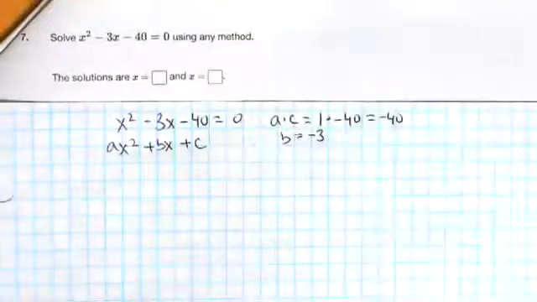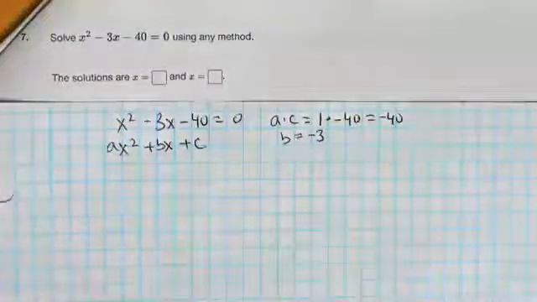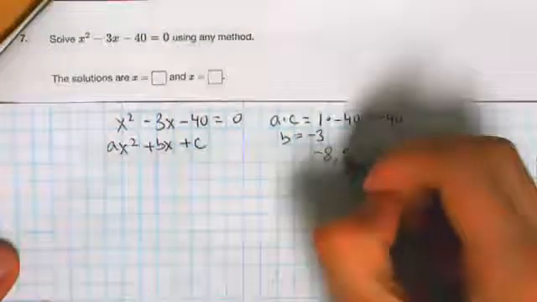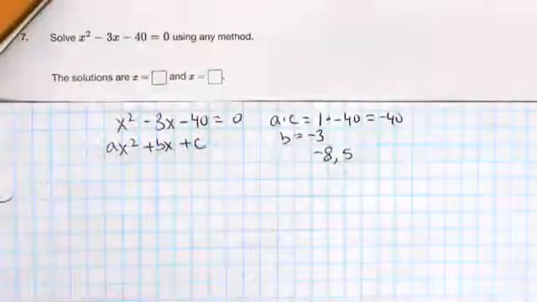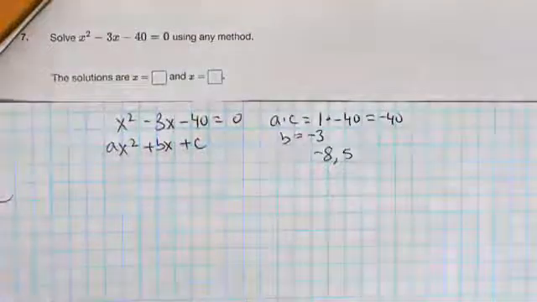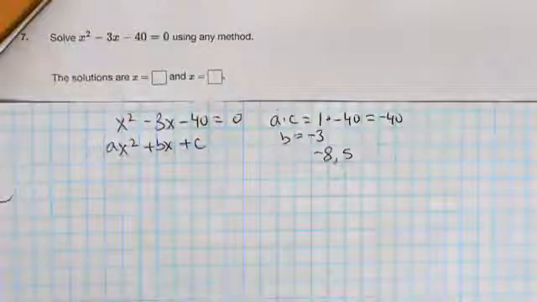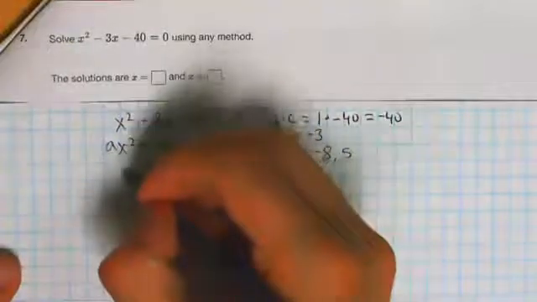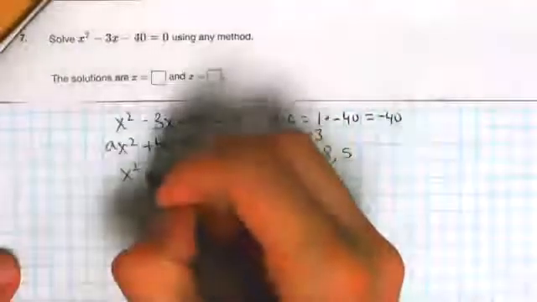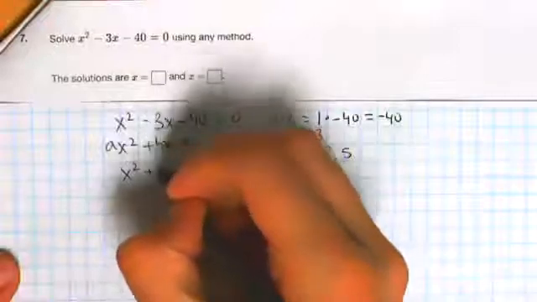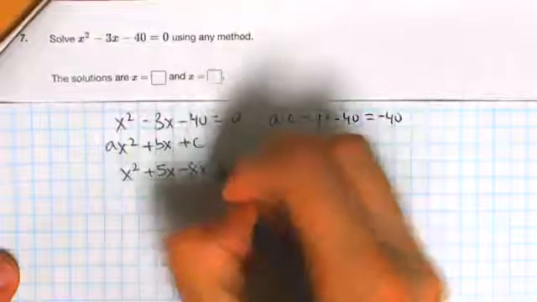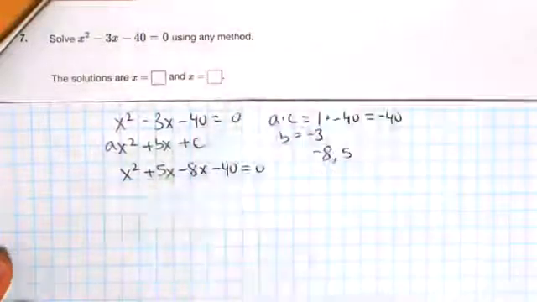So we need to think about numbers which multiply to negative 40 and add to negative 3. Those numbers are negative 8 and 5. 8 times 5 is 40. A negative times a positive is negative. So negative 8 times 5 is negative 40. And negative 8 plus 5 is going to end up giving us negative 3. So we need to rewrite our original equation as x squared plus, I'm going to do 5x minus 8x minus 40 is equal to 0.